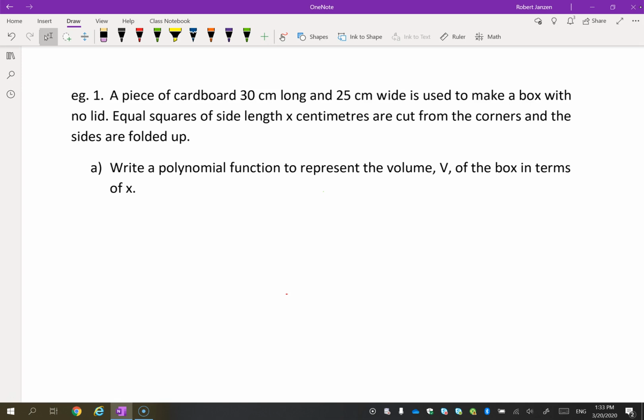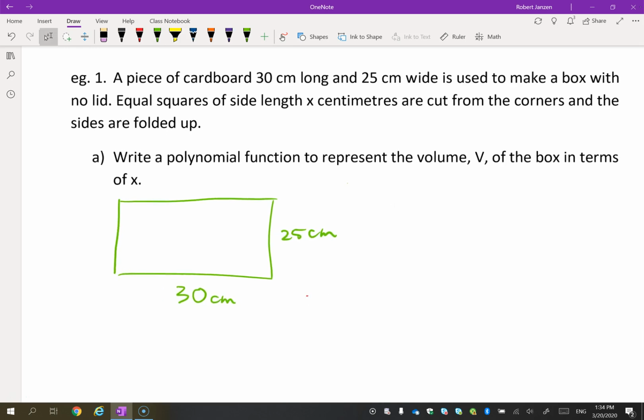This one says you got a piece of cardboard. So let's draw a piece of cardboard. Here's a rectangular piece of cardboard that is 30 centimeters by 25 centimeters. And you're going to make a box out of this by cutting out corners. And the corners, we don't know how big we should make them, but they're supposed to be square. And by cutting out 4 corners like this, you would fold along these dotted lines, and you're going to make a box. The box would look something like this.